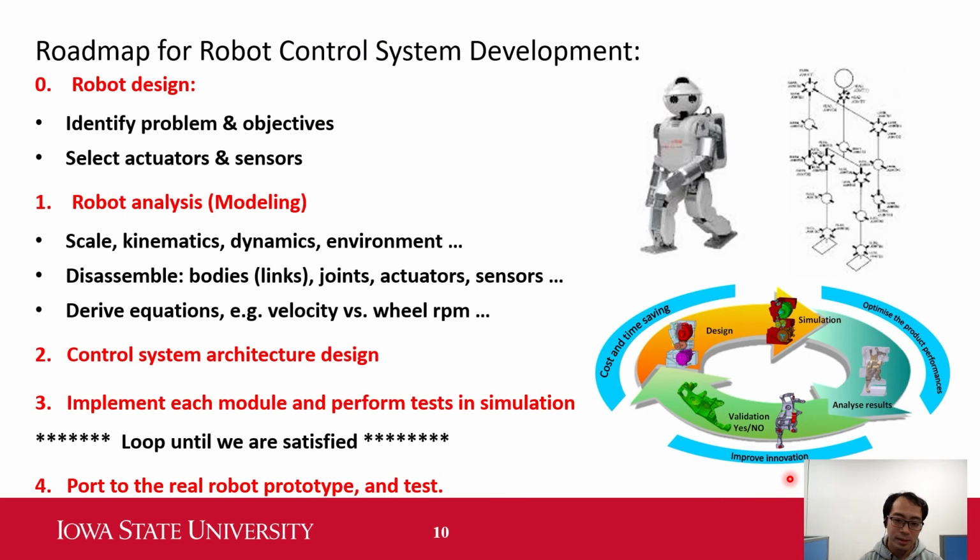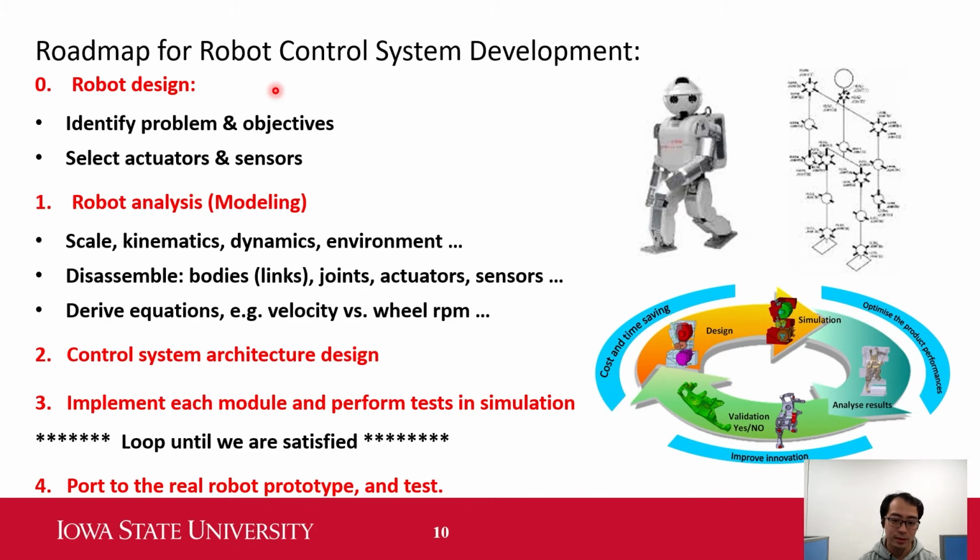So developing a system is really a big project, and now we have the tool already, which is ROS. The next would be how to use it. And where should we start? Here is the roadmap I use for developing the control system.